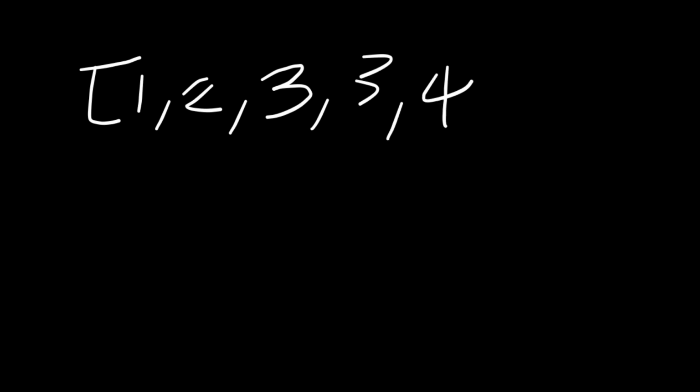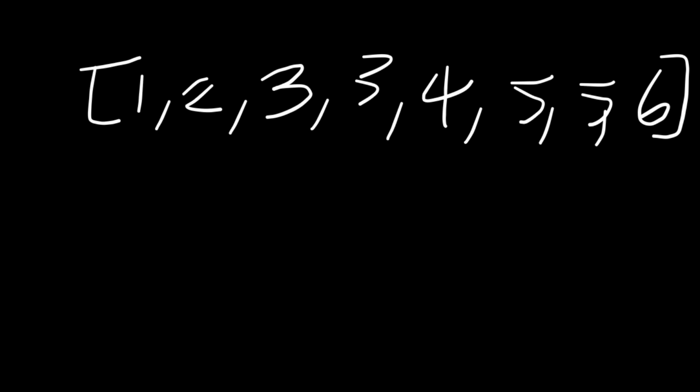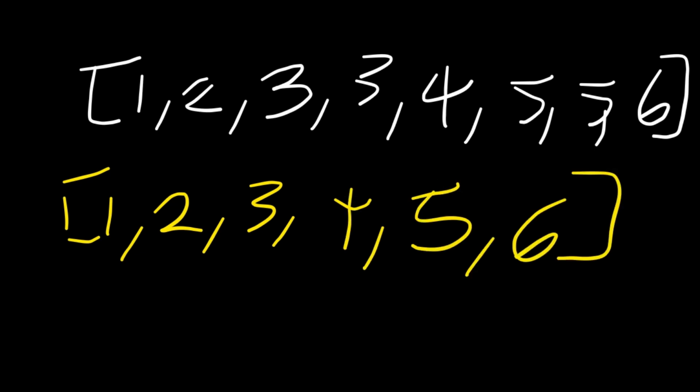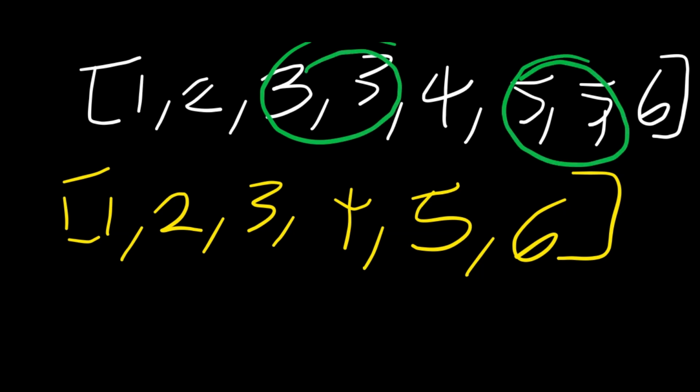So let's look at a quick sample. For instance, we have an array of 1, 2, 3, 3, 4, 5, 5, and 6. And we're expected to return an array of 1, 2, 3, 4, 5, and 6. We want to eliminate the duplicate in the case of threes and the duplicate in the case of five.